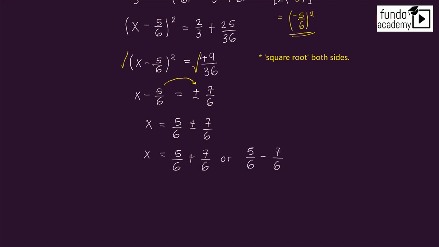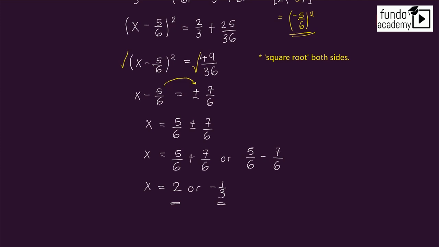And we can now just simplify. On this first one here it is 5 plus 7, which is 12, and 12 over 6 gives us 2. And here it's 5 minus 7, which is minus 2, and minus 2 over 6 can be reduced to give us minus 1/3. And these are now our solutions for the value of x. We have our solution as 2 or negative 1/3.